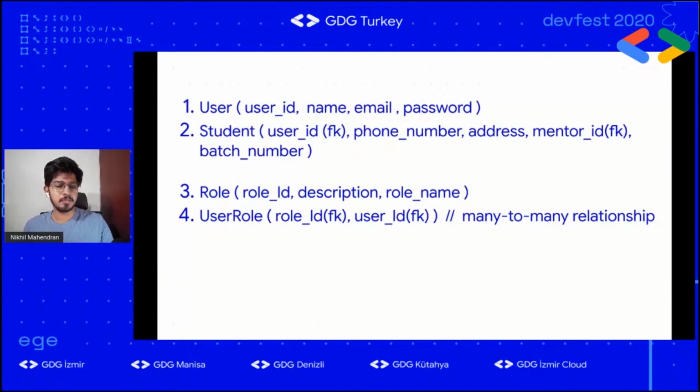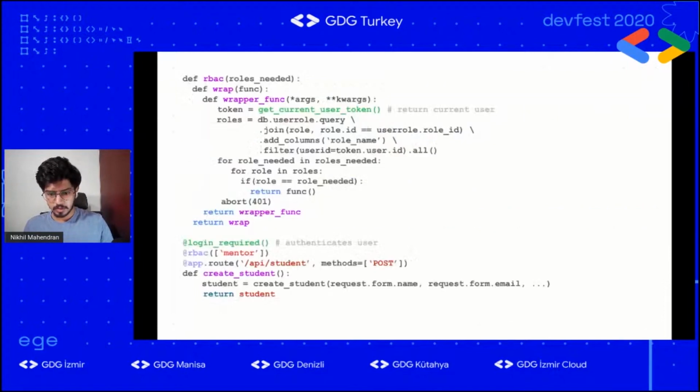So let's see a basic code, how we can do role-based access control. When you focus on the create student at the end, assume that login required is already implemented. You can see @RBAC and we pass a list. The list right now has only one element, which is the mentor string. So RBAC is a decorator. Again, it is a three-level nested function like what we saw above.